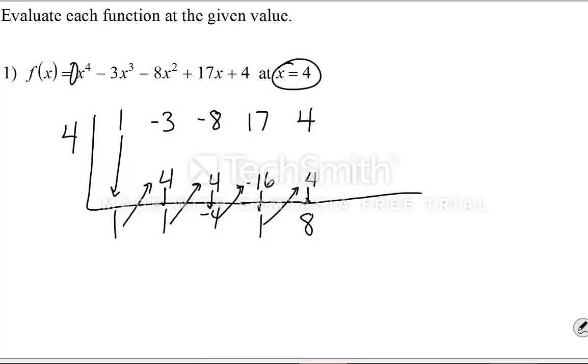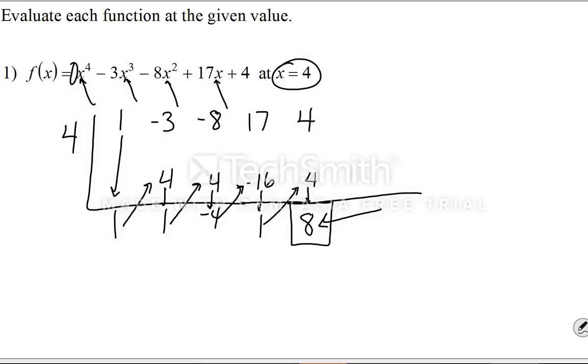Well, what's the answer? Well, the remainder right here. That 8 is the answer. So what happens after synthetic substitution is that the last number that you get is the answer to the problem. So if you were to put the number 4 into all of the x's here and evaluate it, you would get 8 at the end. So if you plug in 4, you get 8. So input 4, output 8.